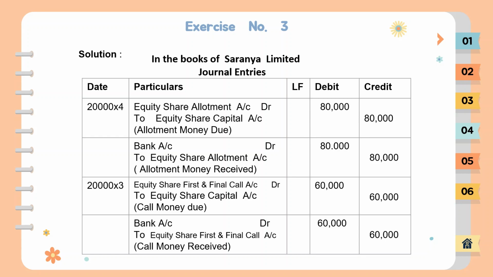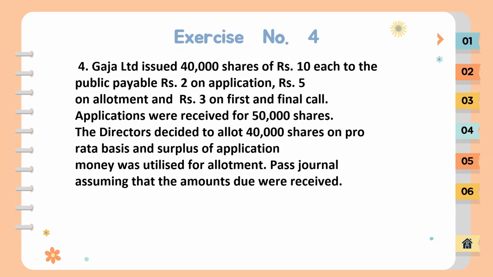Now in this fourth sum, Gaja Limited issued 40,000 shares of rupees 10 each to the public, payable rupees 2 on application, 5 on allotment, 3 on first and final call. Here the company is receiving applications for 50,000 shares, that is 10,000 shares in excess of the shares offered. Then what they are doing, you have to read further.